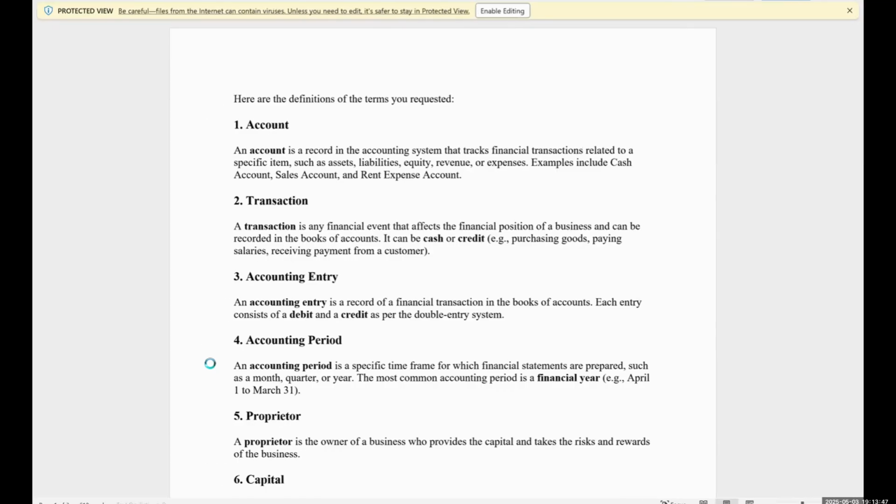Now the next one is transaction. Okay. Now what is a transaction? A transaction is a financial event that affects the financial position of a business. So a transaction may be either a cash transaction or a credit transaction. Now this part I'll tell.